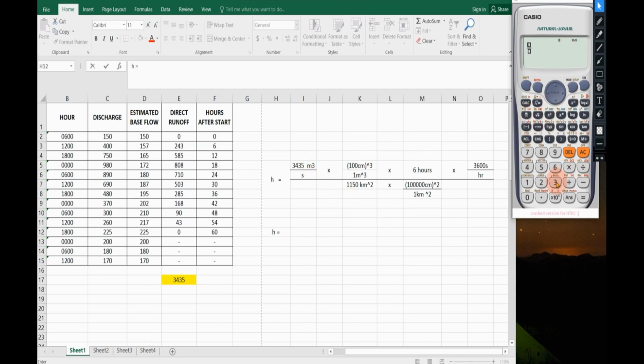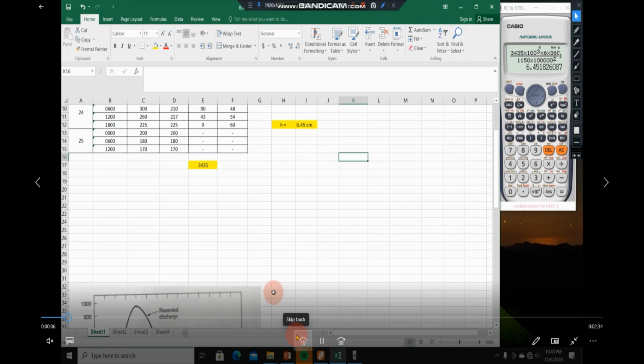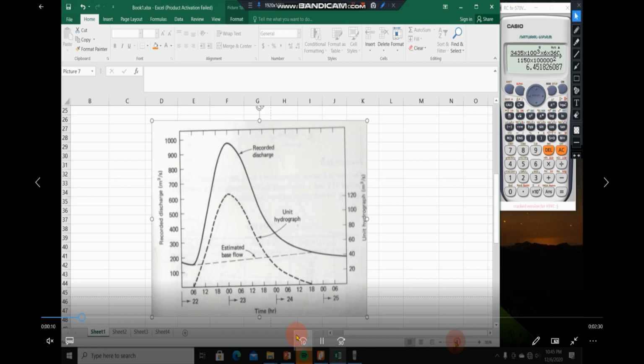Calculating the quotient, the unit hydrograph ordinate would now be equal to 6.45 centimeters. And we now have a graphical representation of the recorded discharge and the unit hydrograph.